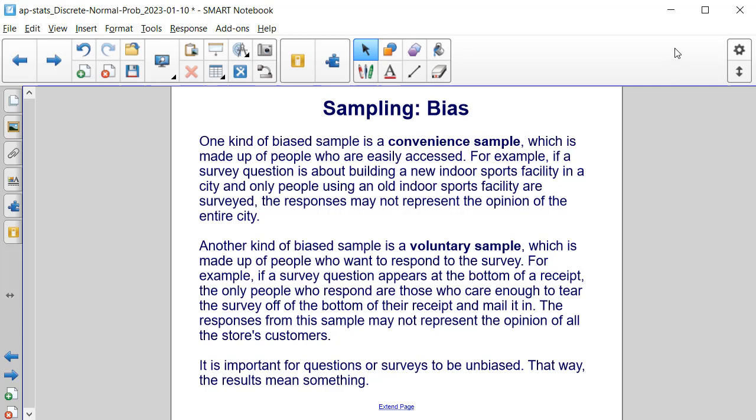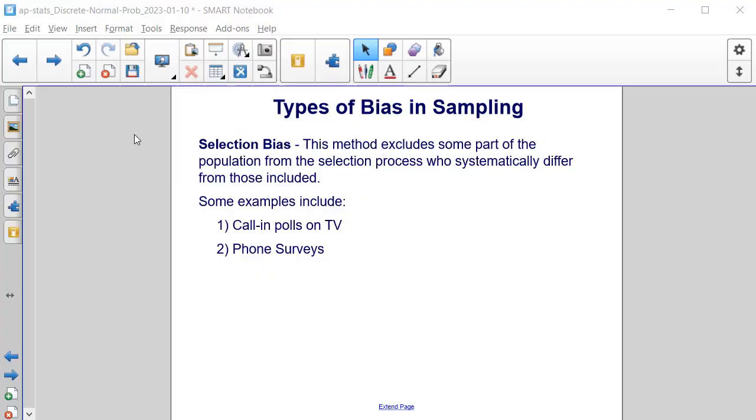Another kind of biased sample is a voluntary sample, which is made up of people who want to respond to the survey. For example, if a survey question appears at the bottom of a receipt, the only people who respond are those who care enough to tear off the survey from the bottom of their receipt and mail it in. The responses from this sample may not represent the opinion of all the store's customers. It's important for questions or surveys to be unbiased. That way, the results mean something.